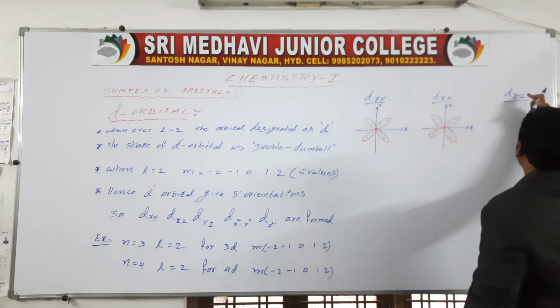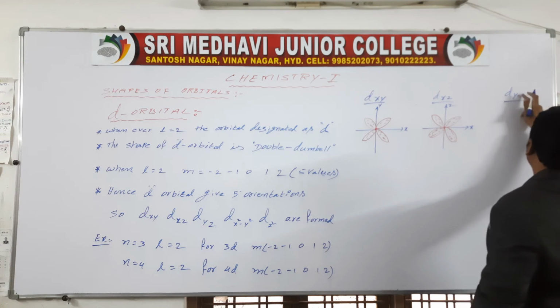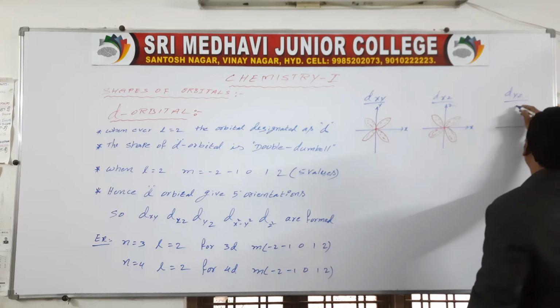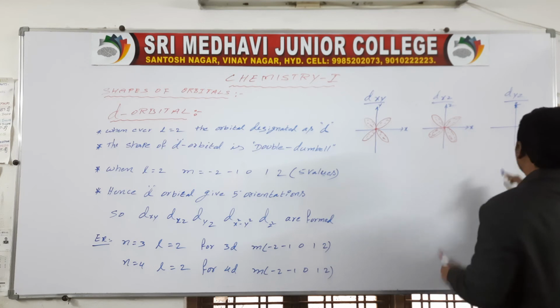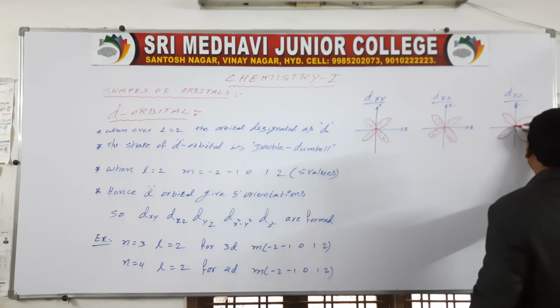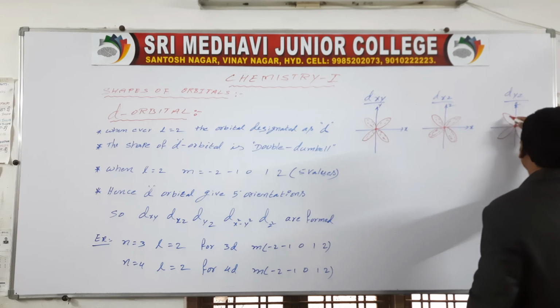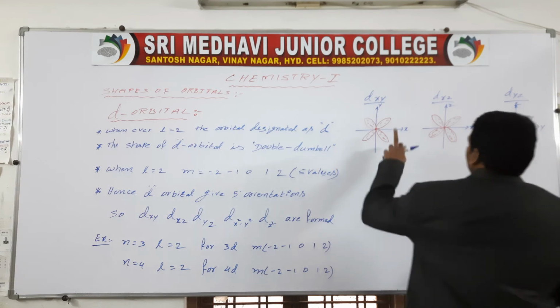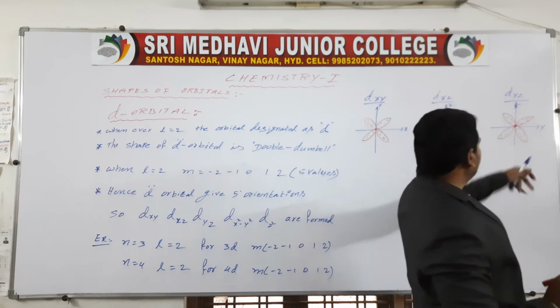Next, dyz. This is y and it is z. Okay, now the electron cloud is in between the axes, same 1, 2, 3, 4. It is the nucleus. This is the electron cloud. This is for dxy, dxz, dyz.